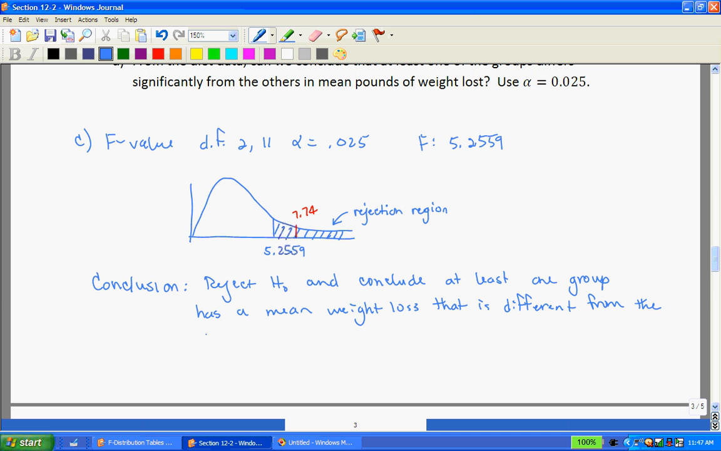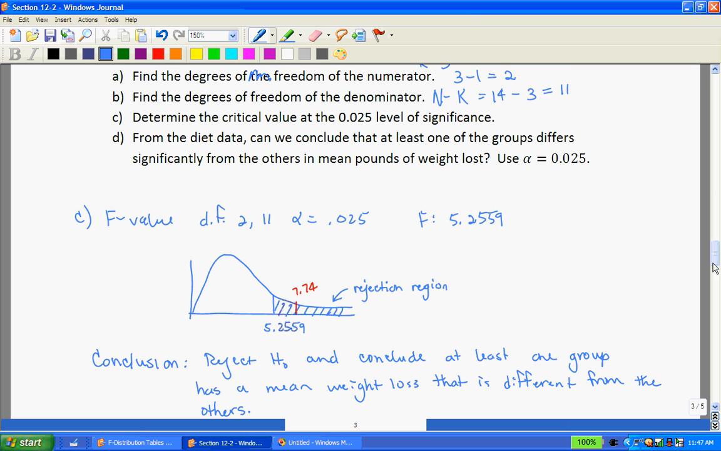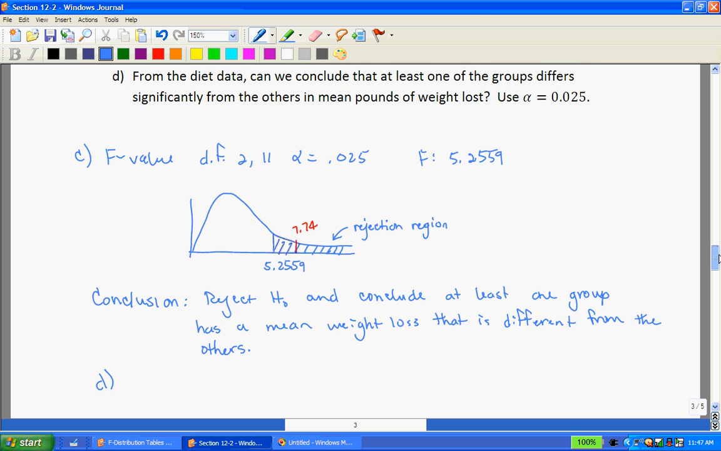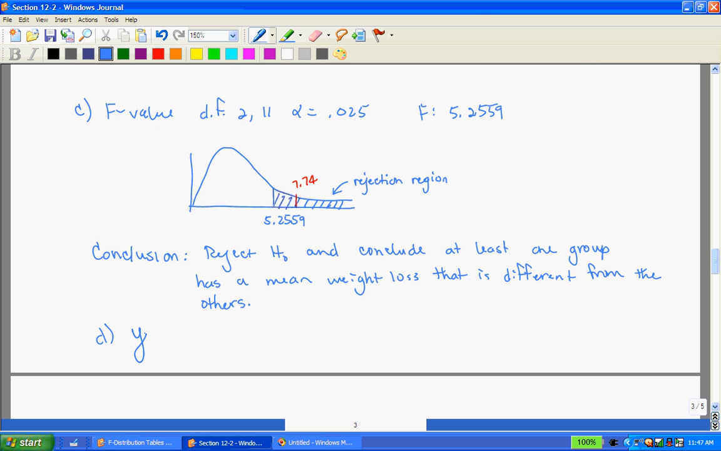So in order to answer the question in D, let's be careful with how it's worded. From the diet data, can we conclude that at least one of the groups differs significantly from the others in mean pounds of weight loss? Yes. One of them is different. That's what we concluded because we rejected H0.